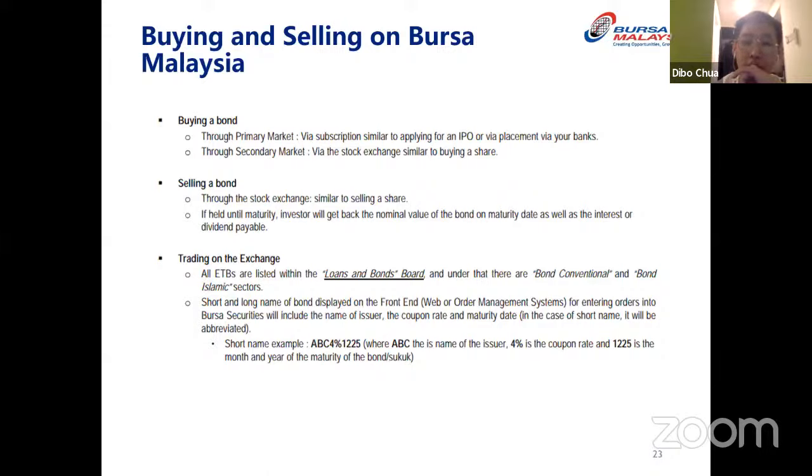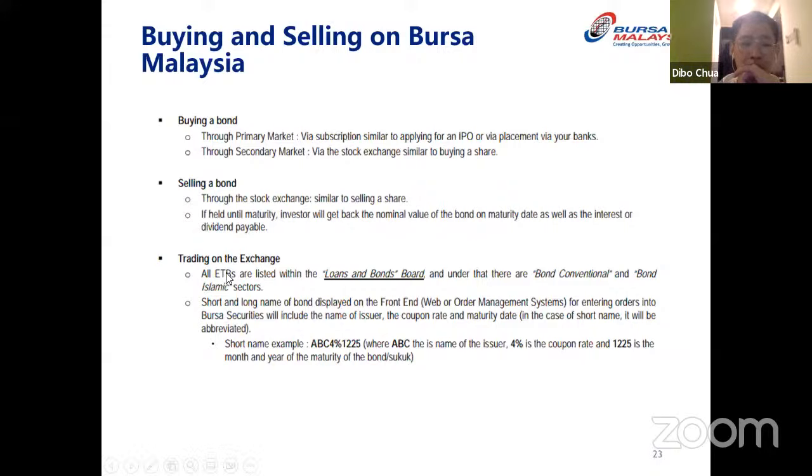Selling is the same thing the other way around. Just that instead of buying, you are selling. But most of the time, selling means only the secondary market. You can sell the bond before maturity, but if you hold the bond until maturity, you will only get back the principal. You don't have to do anything. You just hold until maturity, then Bursa will help to clear everything and give you the principal back into your account.